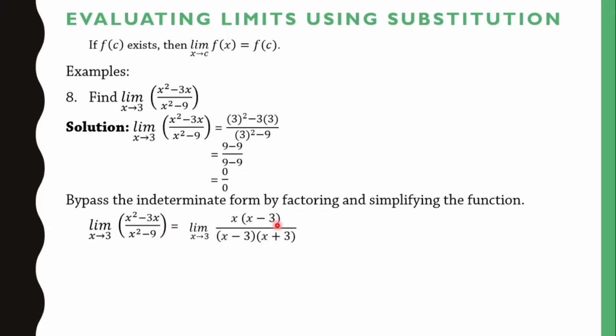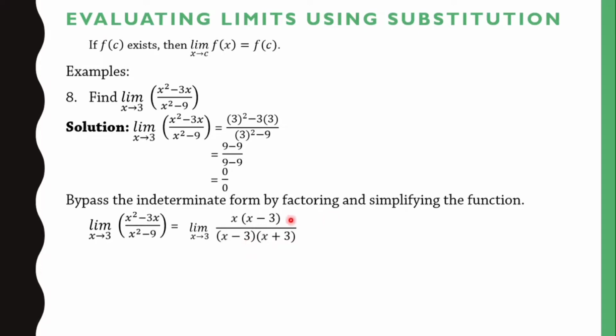Again, if you want to check if you got the correct factors, we multiply. x times x, that's x squared, minus x times 3, that's 3x. Next, in the denominator, x squared minus 9 could be factored out as x minus 3 times x plus 3. Again, if you want it to be clearer to you, or if you want to review how this factoring happens, you can visit a video that specializes in special products and factoring.